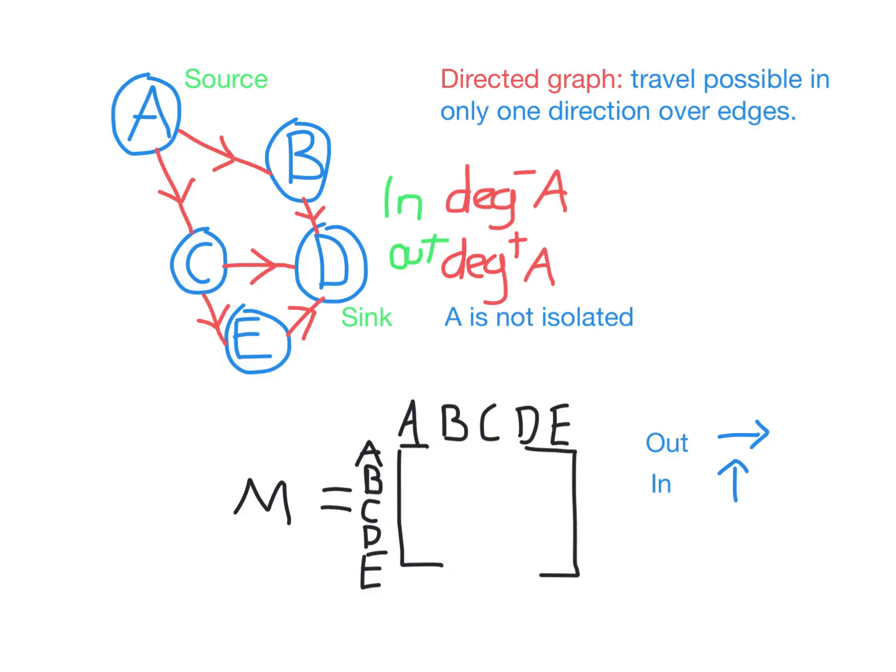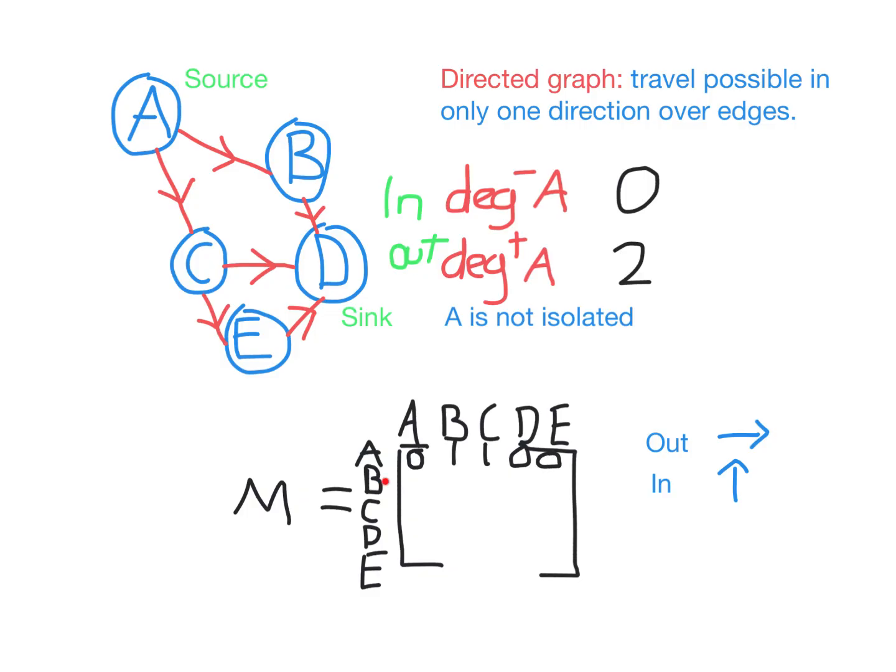So A has in degree 0 because no vertices are going towards A. It has out degree 2 because there are 2 vertices going out from it. And we'll use that to draw the adjacency matrix for the directed graph. So out degrees go across here. So A doesn't go out to itself. A does go out to B. It does go out to C. So that's why we have that row.